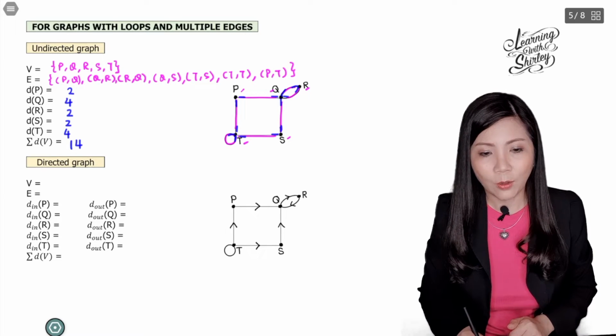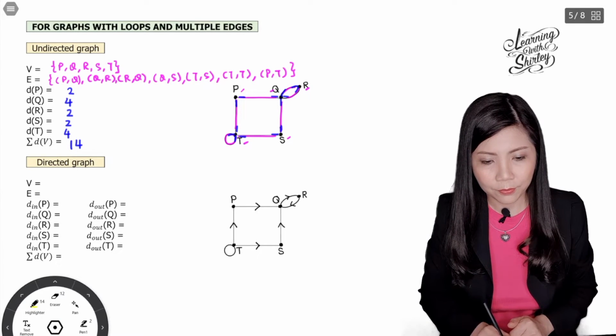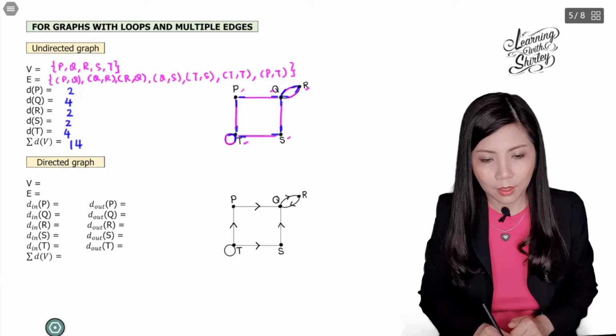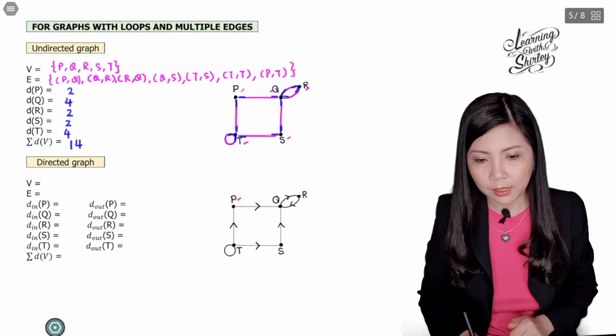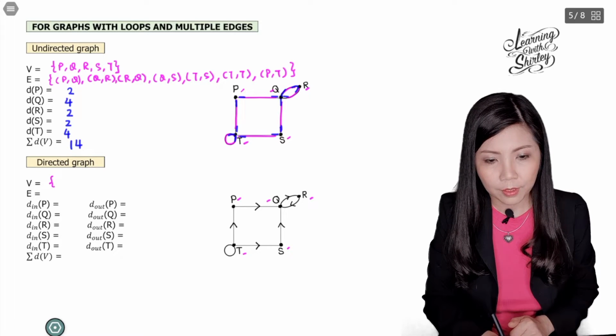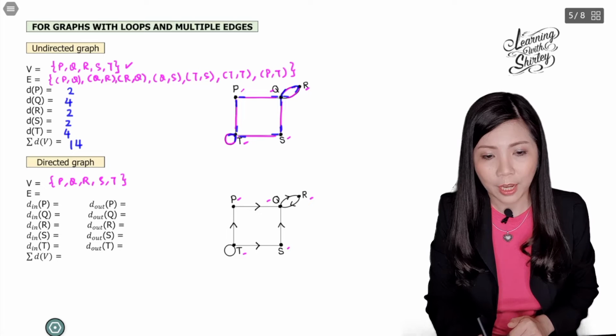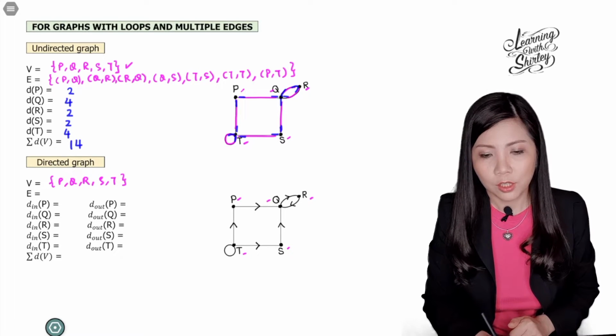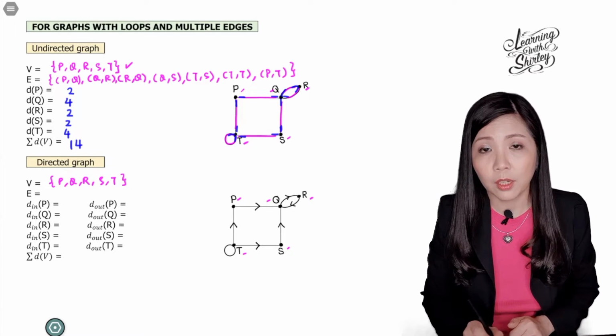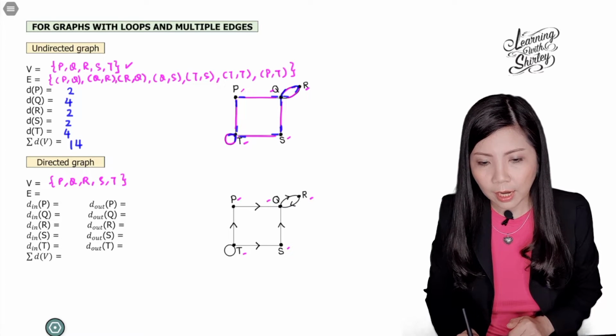Now let's look at the directed graph. V are the vertices, P, Q, R, S, and T. This is the same as just now, the undirected graph. So let's look at the edges. For this part, you have to be very careful because there's direction. So you have to look at the direction.